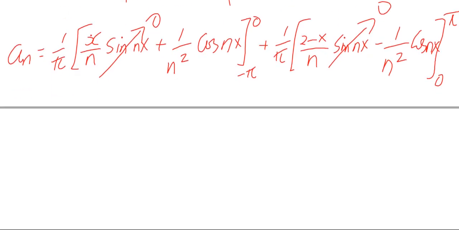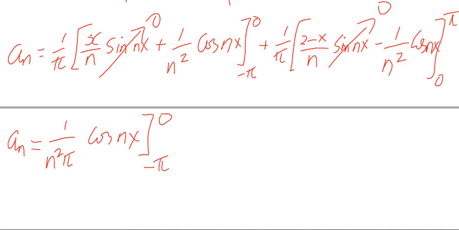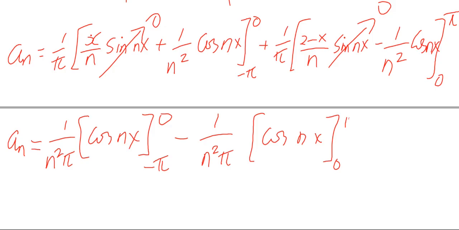So even before inserting the limits, we can reduce our value as 1 over n squared pi cosine of nx, with x increasing from minus pi to 0. Then in the second term, this will now be minus, not plus, minus 1 over n squared pi, and we have cosine of nx from 0 to pi.